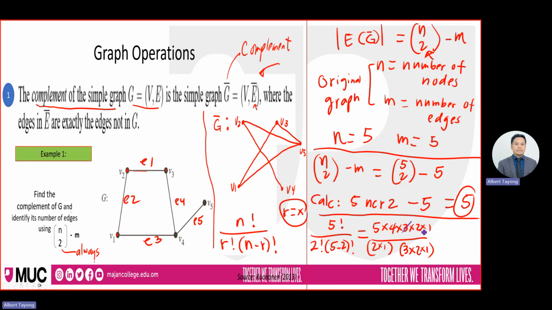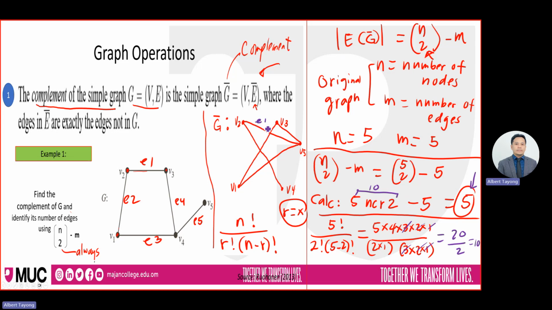So 3, 2, 1 cancelled. The remaining is 20 over 2. That is 5 times 4 over 2 times 1 equals 10. So that is why the answer here is 5, because 5 nCr 2 actually is 10. 10 minus 5 is equal to 5. Okay, so the answer is 5.